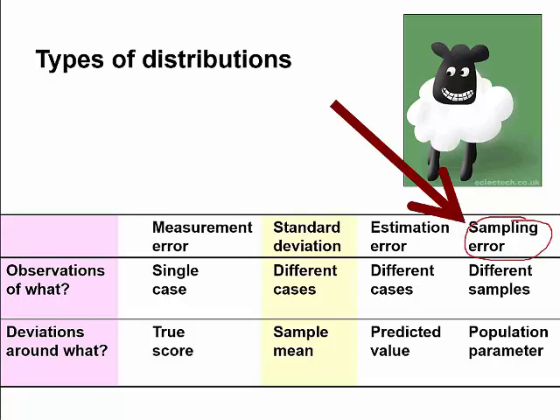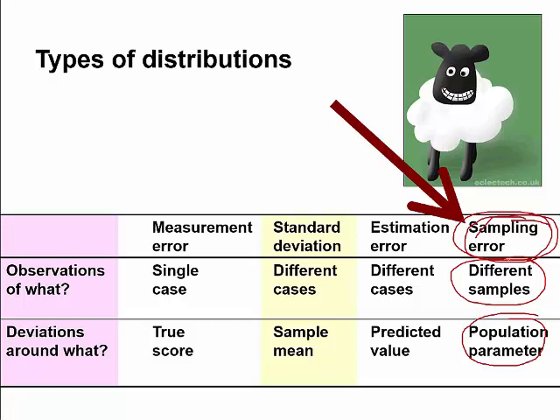Previously in this class and other classes, I often bring up this googly-eyed sheep table to talk about different types of distributions. One type of distribution is the distribution of sampling error. That's if I replicate a study over and over and over again, how much do statistics from different samples typically deviate from the true population parameter. That's an estimate of sampling error. And that's what I'm talking about here.